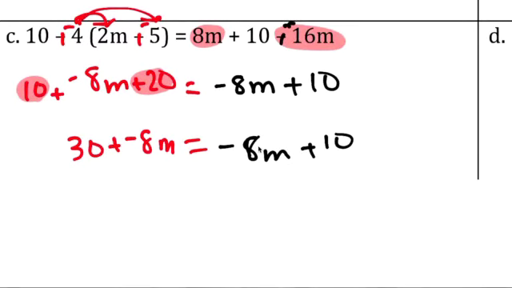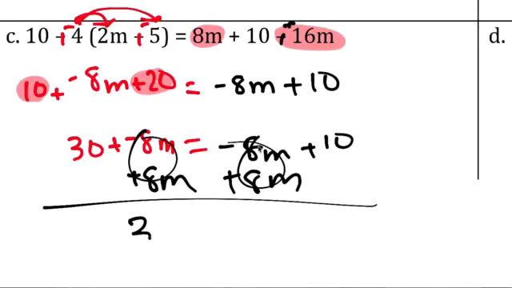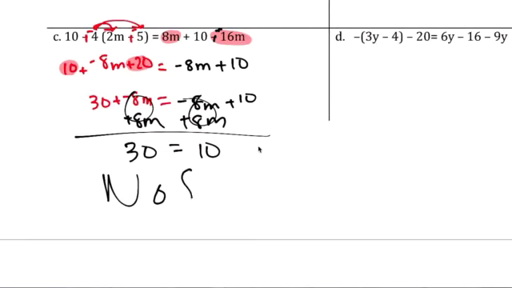Okay, let's get rid of the 8m by adding 8m. Alrighty, that is 0 and 0. That's 30 equals 10. This is no solution, right?